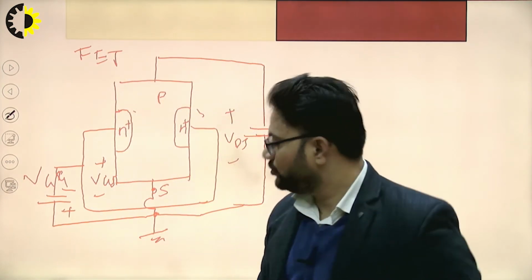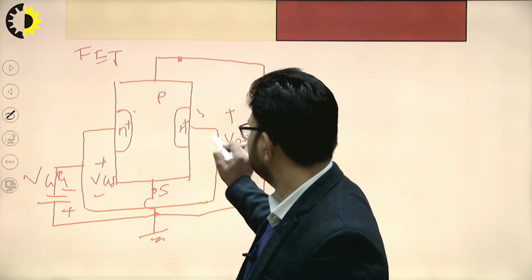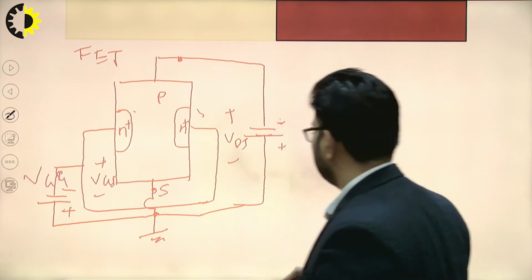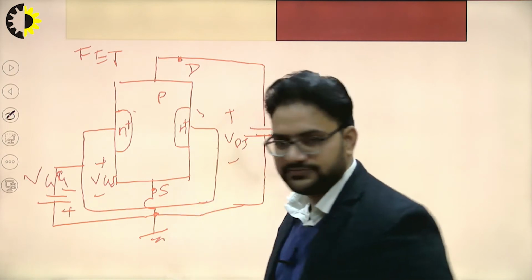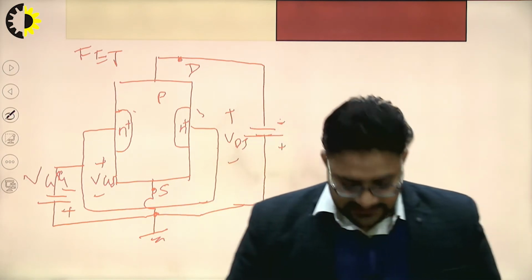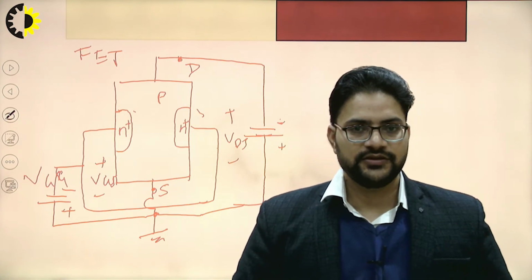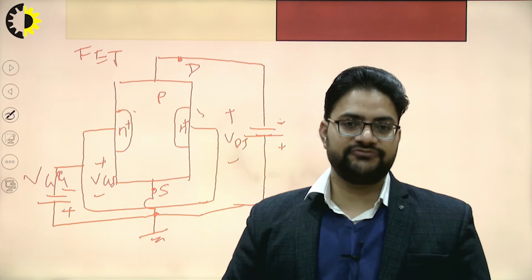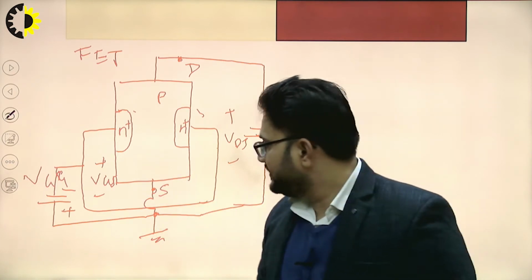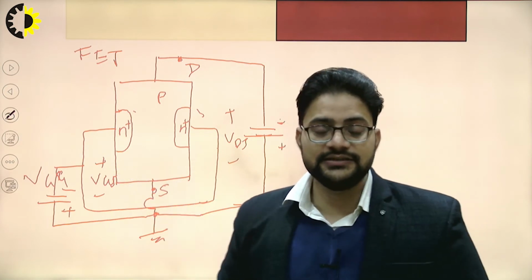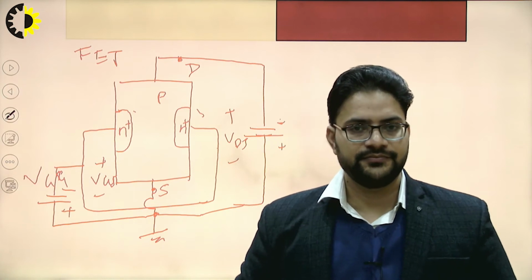So the FET consists of a gate. These two sides are the gate. This side is the drain, and this one is the source. The source is basically used to generate the majority charge carriers, and these majority charge carriers will be moving from the source to the drain. The gate to source voltage is used to control these majority charge carriers.